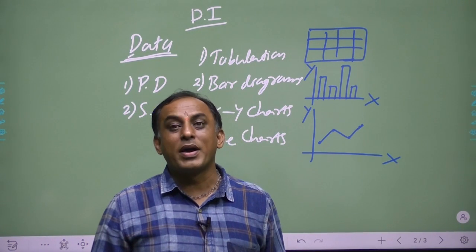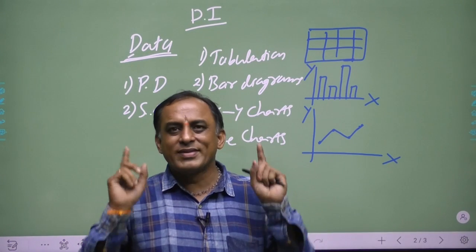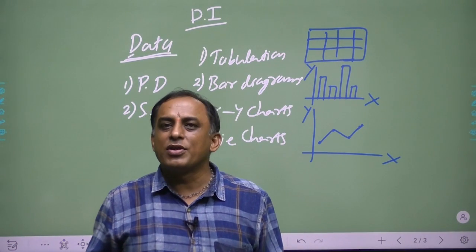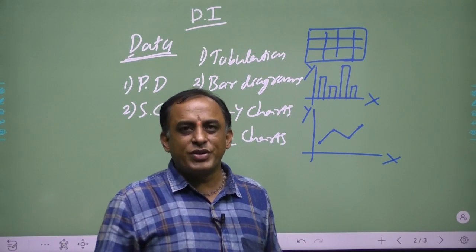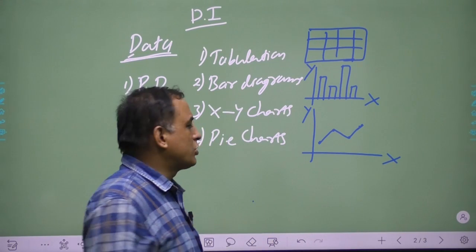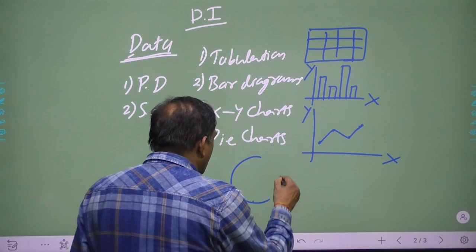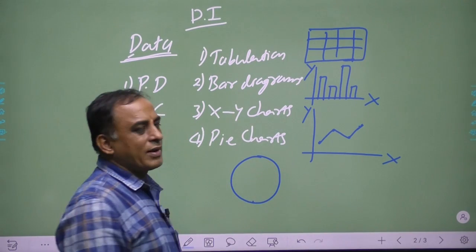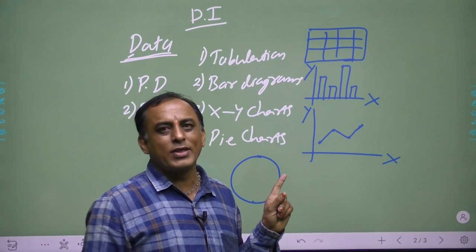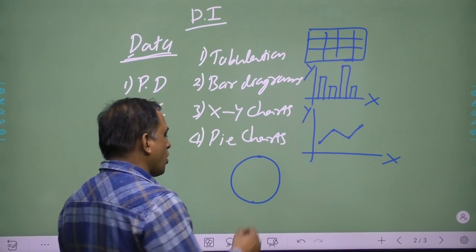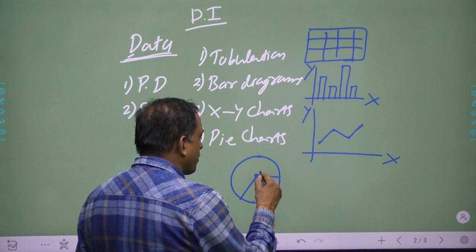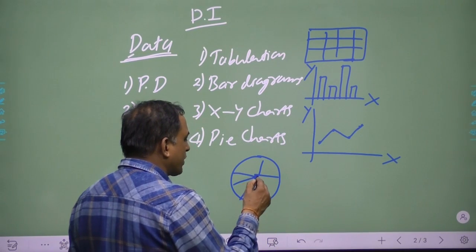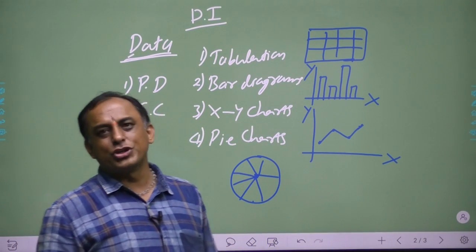And finally, pie charts. What is the meaning of pie? Pie is one sweet bakery item which is in circle shape. So these charts also look like a circle. That's why these charts are known as pie charts. So now let this be a circle. If you divide it into different sectors, now it is a pie chart.